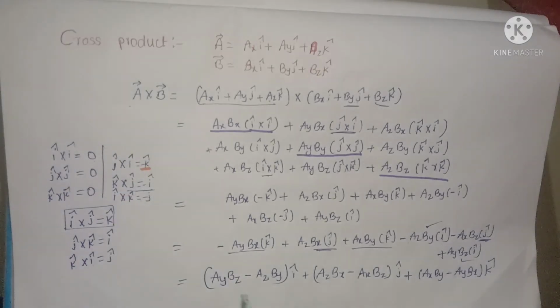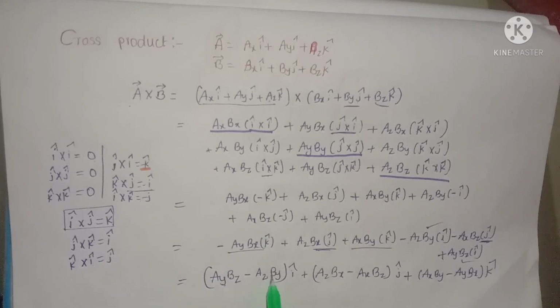So simply we can remember that here it is a suffix y, b suffix z. So here it is reverse, a suffix z, b suffix y.